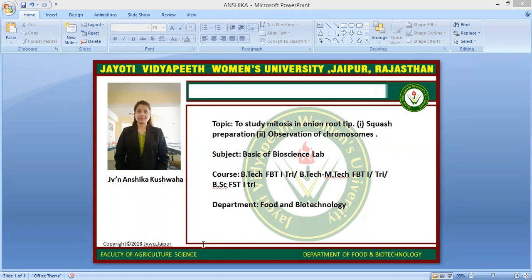The principle of onion root tip mitosis: it is a process by which a parent cell divides into two or more daughter cells, called cell division. Cell division is a small part of the cell cycle. In a normal eukaryote cell, the type of cell division is known as mitosis. Another type of cell division is present in reproductive cells of eukaryotes and is known as meiosis.